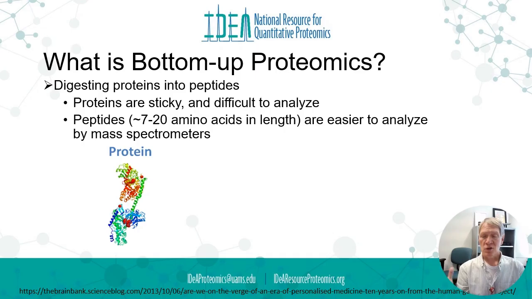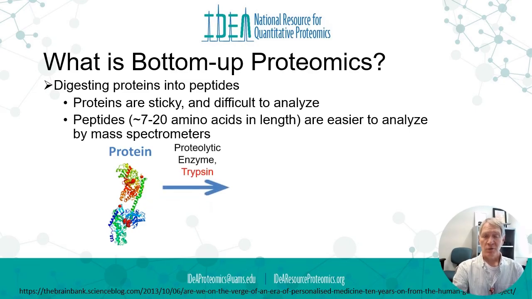The proteins are really long and they tend to clump together, and they're very difficult to analyze. It's very difficult to make proteins into a solution. And if you can't make it into a solution, it's hard to dilute, it's hard to transfer. But peptides, on the other hand, having only 7 to say 20, maybe 30 amino acids in length, are much easier to analyze, especially in a mass spectrometer.